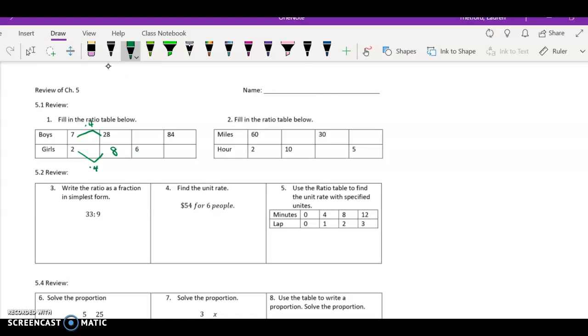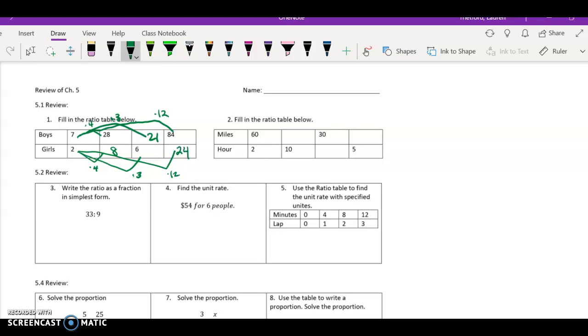To get from 2 to 6, I multiplied by 3. So to get from 7 to whatever this blank is, I need to multiply by 3, and I get 21. To get from 7 to 84, I multiplied by 12. So I'm going to do 2 times 12, and that is going to give me 24.